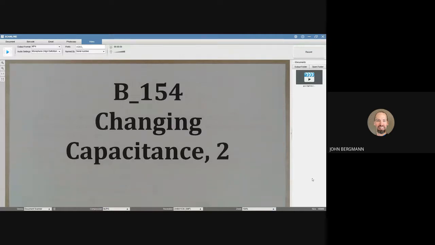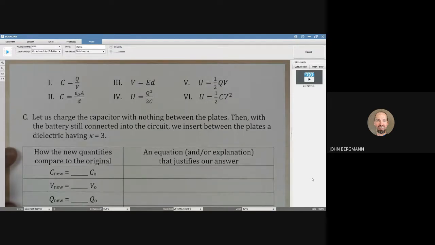Changing capacitance 2. What we're going to do this time is charge the capacitor with nothing between the plates. Then, with the battery still connected into the circuit, we insert between the plates a dielectric, which is a fancy name for the insulating material, having a dielectric constant equal to 3.